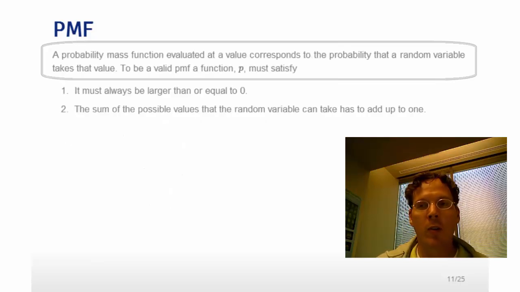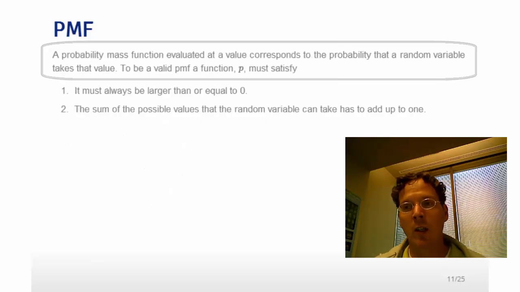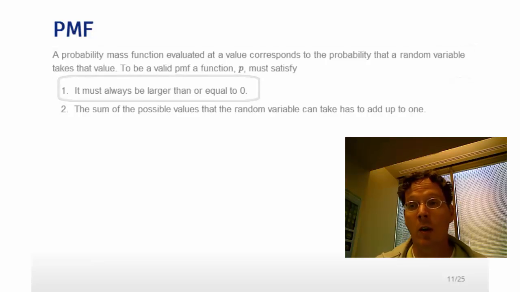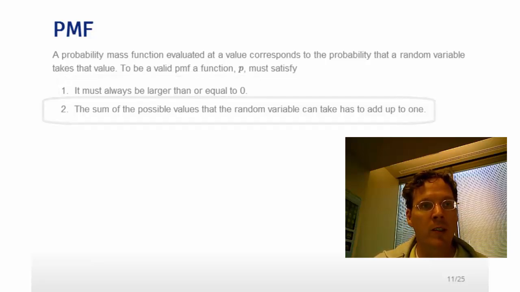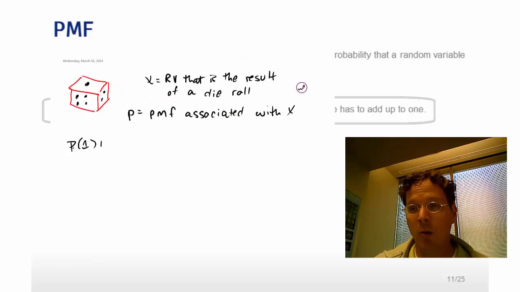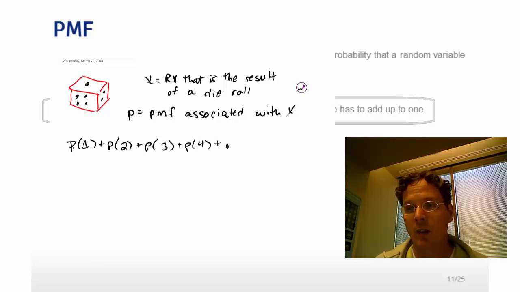But you can come up with rules that a PMF must satisfy in order to satisfy the basic rules of probability that we outlined at the beginning of the class. First, it must always be larger than or equal to 0, because we've already seen that a probability has to be a number between 0 and 1, inclusive. But then also the sum of the possible values that the random variable can take has to add up to 1. Just like if I add up the probability a die takes the value 1 plus the probability that it takes the value 2 plus the probability that it takes the value 3, and 4, 5, and 6, that has to add up to 1.